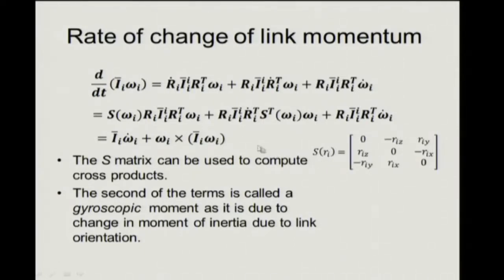This essentially gives me a convenient way of handling these cross products, and you can show that this ends up being I bar omega i dot plus omega i cross I bar omega i. Now you already know this result from your basic mechanics and your Eulerian thing. This is just a derivation of it and shows you how it comes about when you do it step by step. So a little bit of vector manipulation.